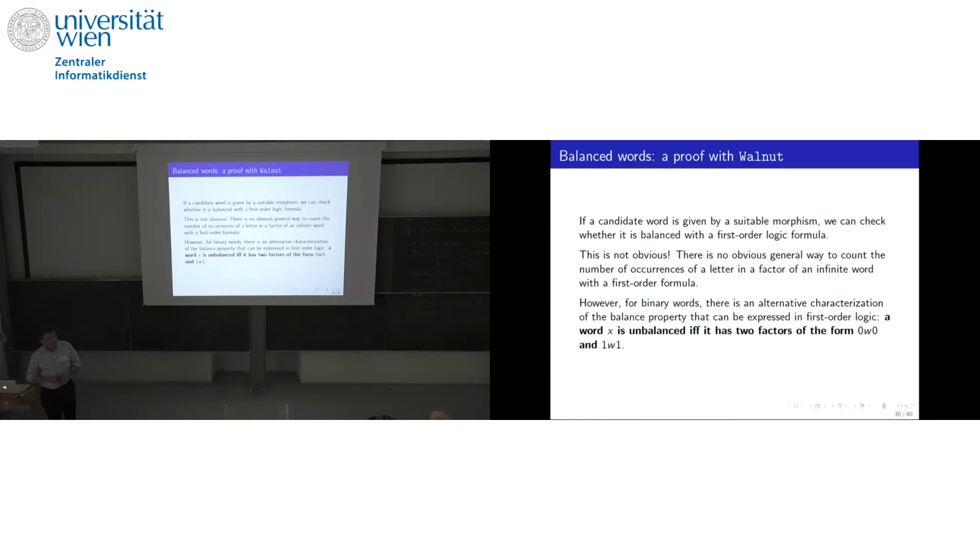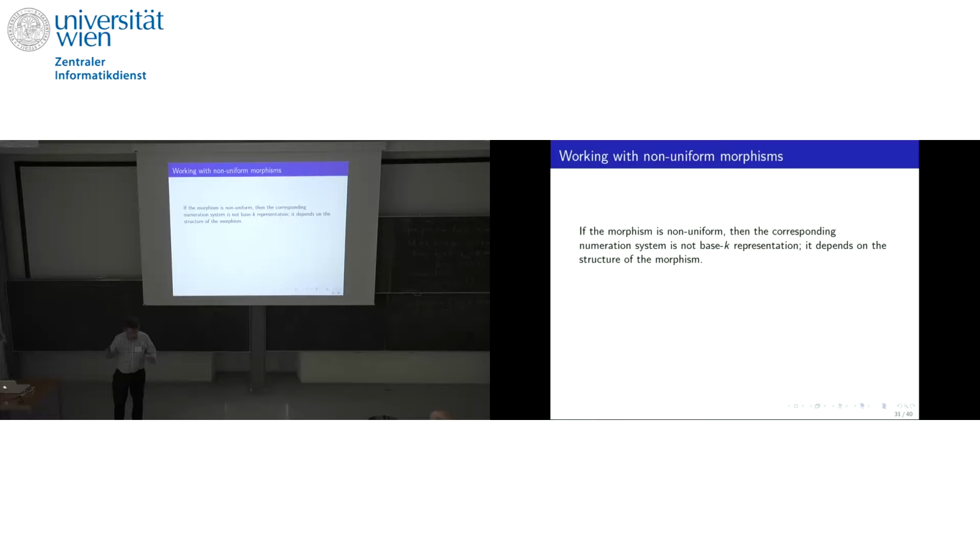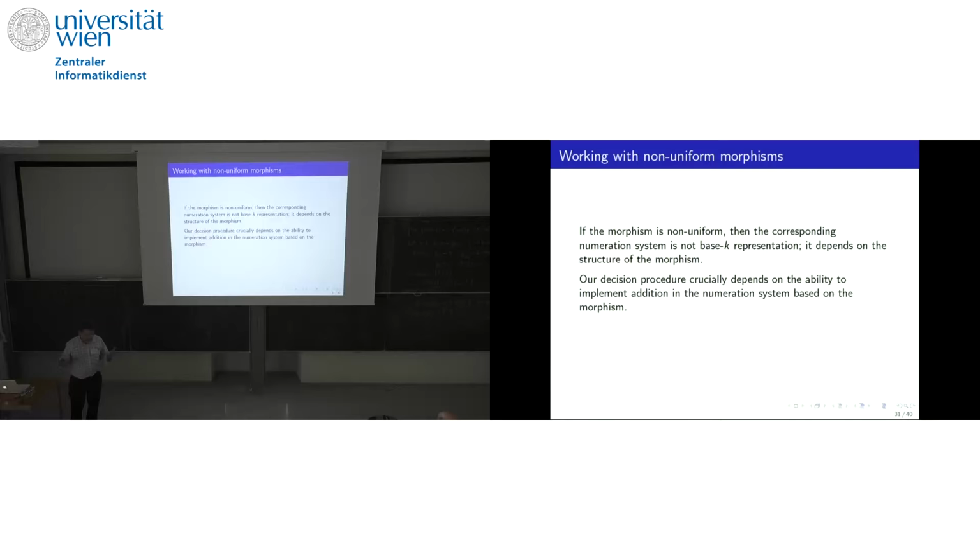Now, so far I just talked about base k, and I gave a few examples of this. How about what if it's not base k? So if the morphism is not uniform, then the corresponding numeration system is not base k numeration. It depends on the structure of the morphism. And everything we've done depends crucially on the ability to implement addition in the numeration system. And not all numeration systems can you implement addition with a finite automaton.